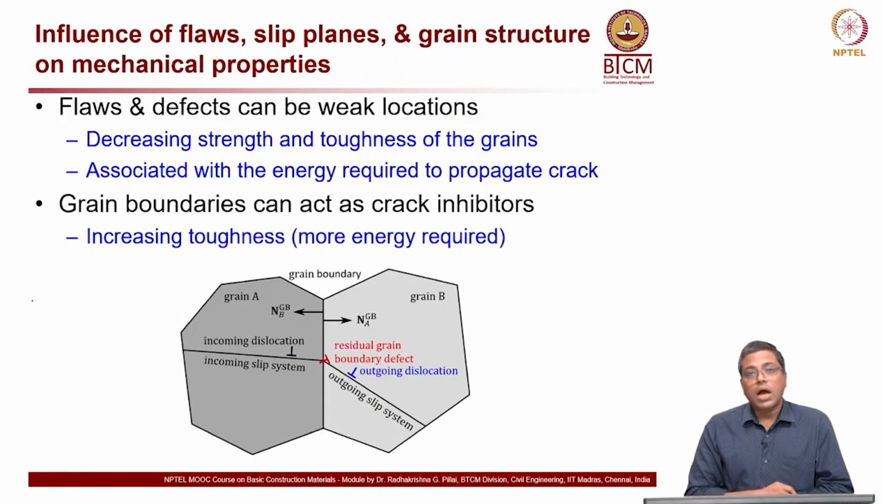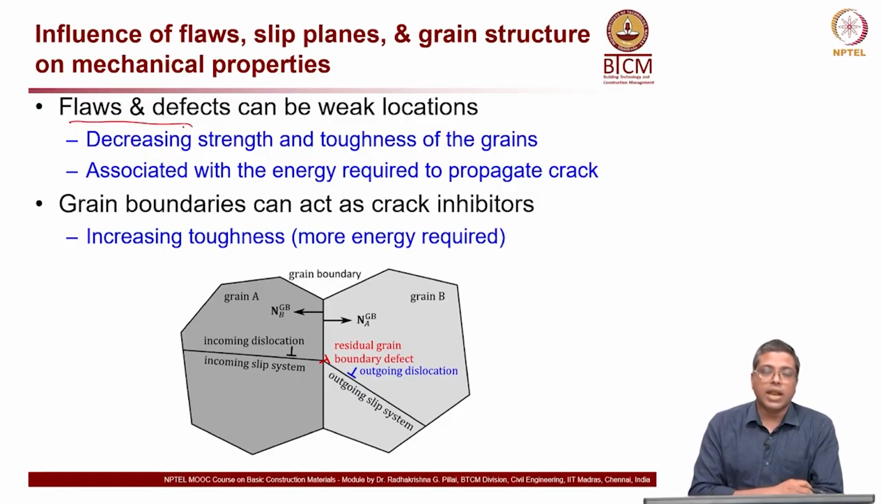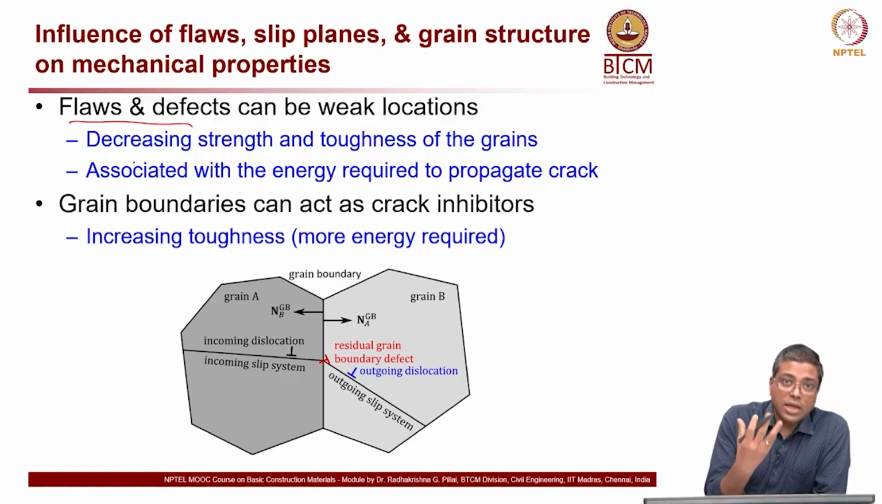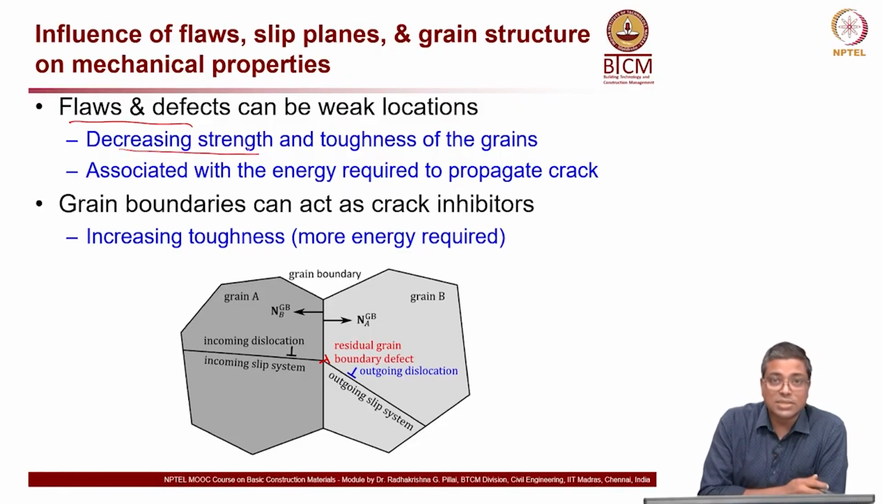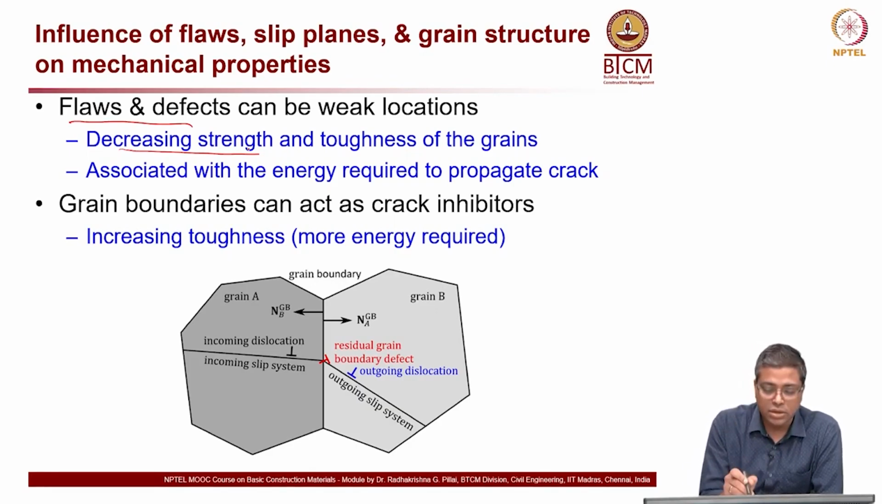Anyway, now how do these slip planes, flaws and grain structure influence the mechanical properties? They do have an influence on mechanical properties, and flaws and these defects, line defects like edge dislocation or screw dislocation, etc., can be the weak locations within the bulk material. Because they tend to be weak, they actually tend to decrease the strength of the material. If there are a lot of defects or flaws in the material, voids, cracks, etc., then the material in general will have lower strength, and it might also reduce the toughness.